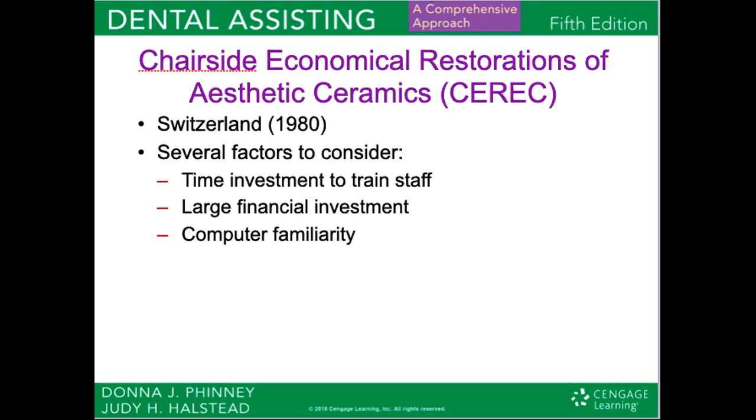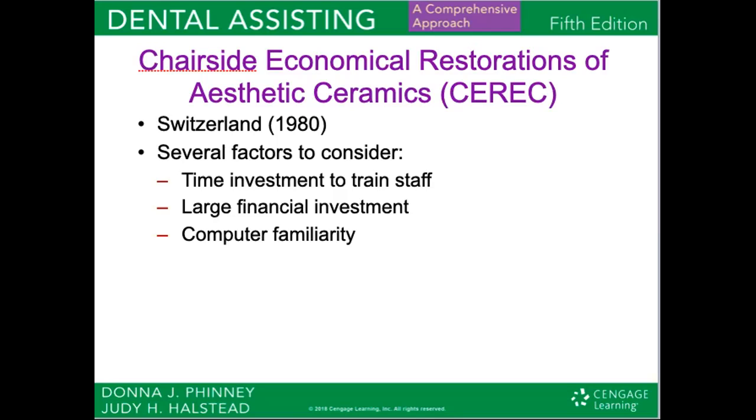So CEREC stands for Chairside Economical Restorations of Aesthetic Ceramics. And CEREC was developed in Switzerland in 1980. Okay. CEREC is just one of the many different CAD-CAM systems. It happens to be one of the most popular ones, and one of the easiest to use, and the most stable. It's the system that I'm more familiar with as well.